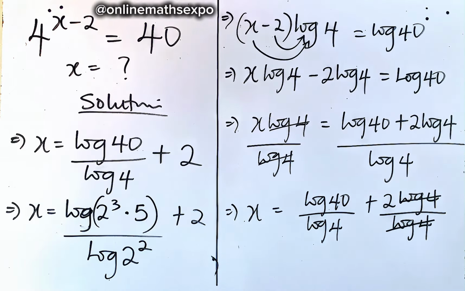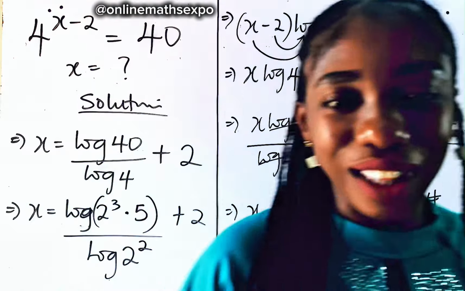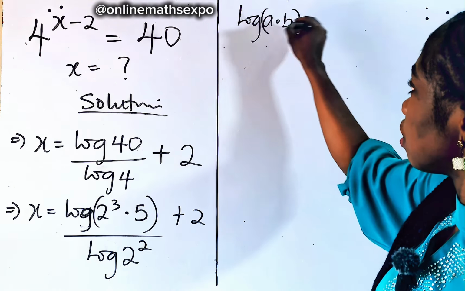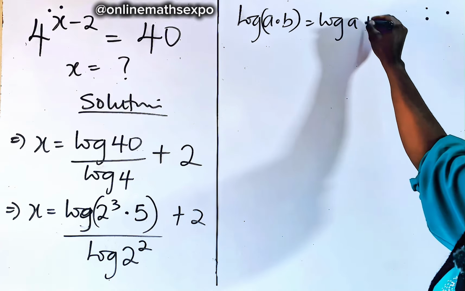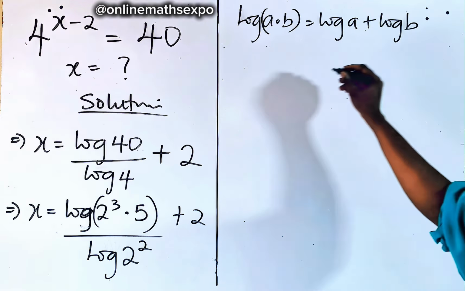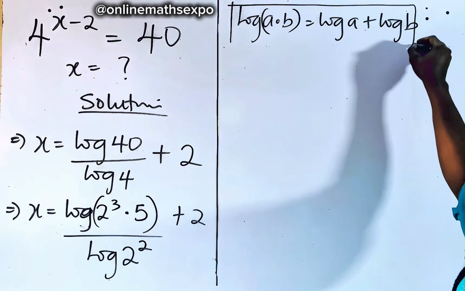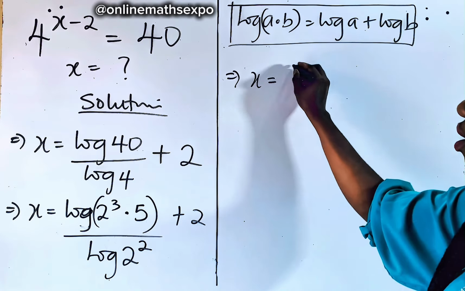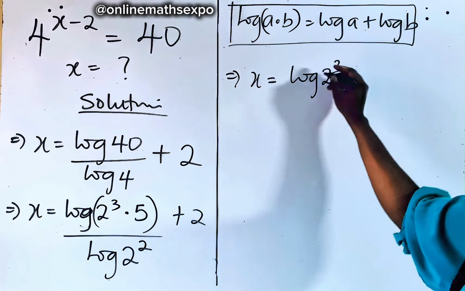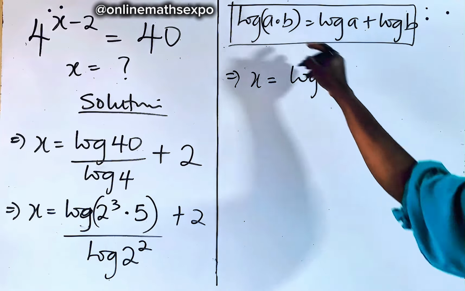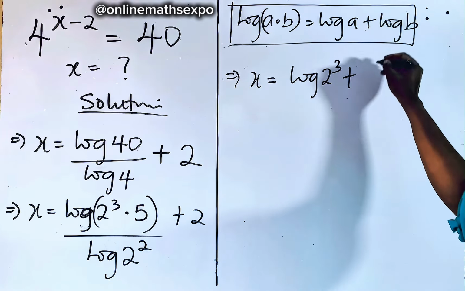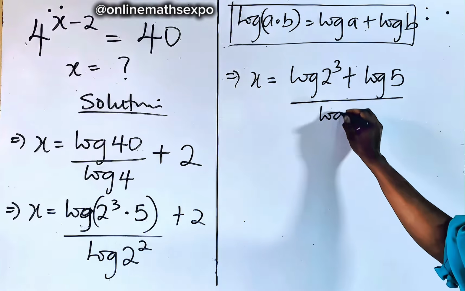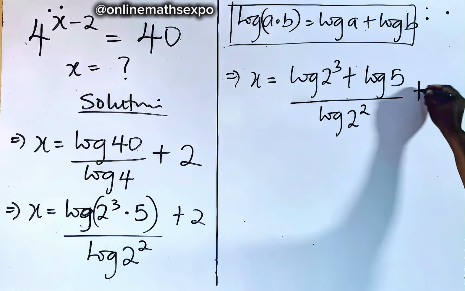Now, what do you do next? Just remember this rule of logarithm that says, for every log of a multiplied by b, it's always log of a plus log of b. So we're going to apply this rule of logarithm here. So we have x is log of 2 cubed, multiplication turns to addition of logs, so we have log of 5, and this is divided by log of 2 squared, add 2.